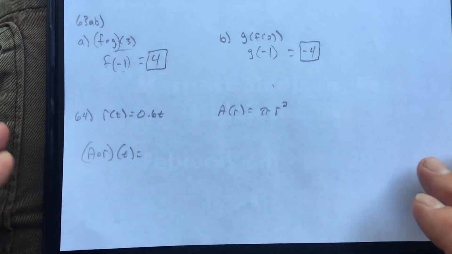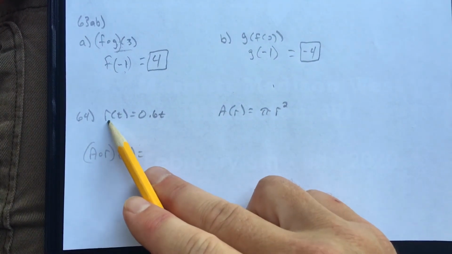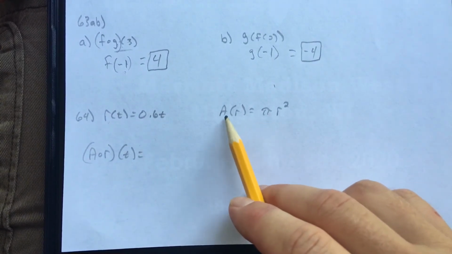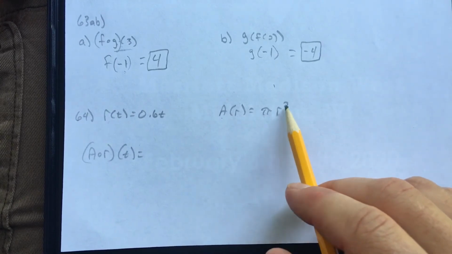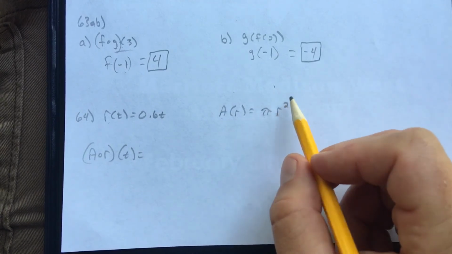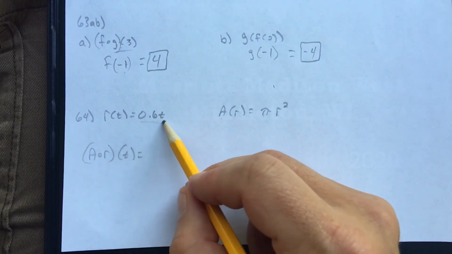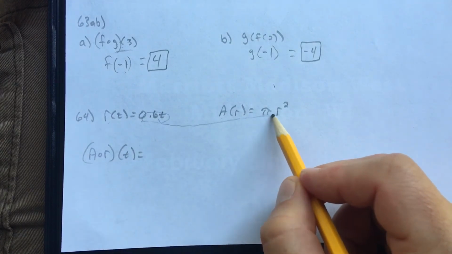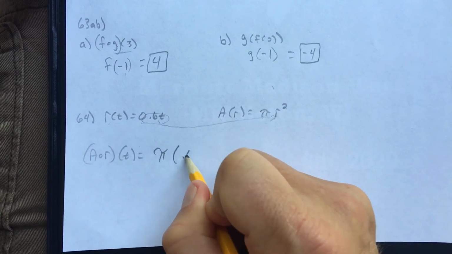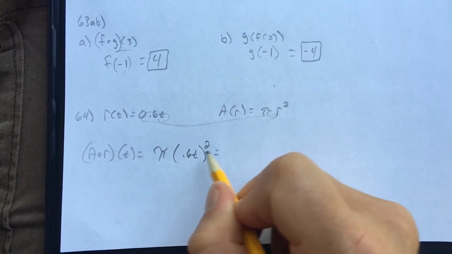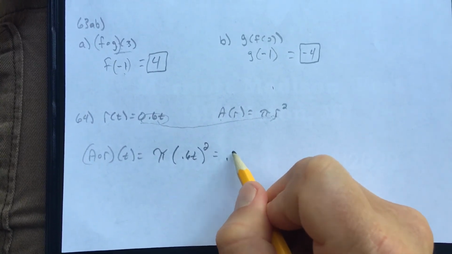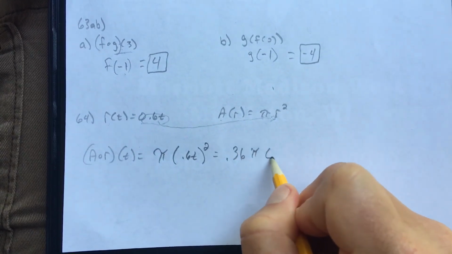All right. And then 64 told us that the radius of a circle was expanding at a rate of 0.6 times time. We know the area of a circle based on its radius is always pi times r squared. So then they wanted us to create this composition here. Basically, they want us to take the r function, this 0.6t, and put that in for r here. And so that would create pi times 0.6t squared. And if you actually work that out, 0.6 squared is 0.36. So we would end up with 0.36 pi t squared.